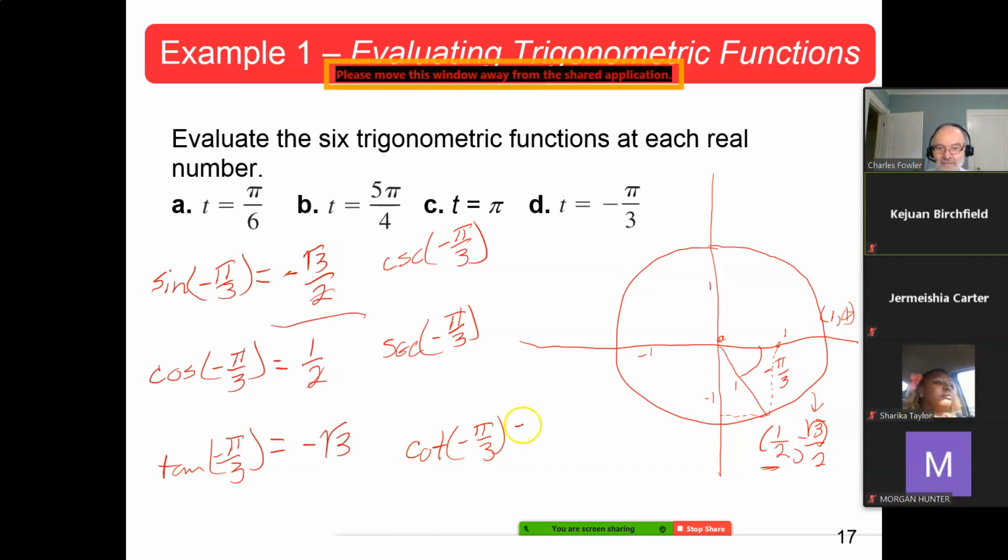Now, remember what cotangent is? Yes, x over y. So it's the reciprocal of tangent. It would be negative 1 over root 3, which a lot of times I'll write that way, because the 2's cancel out. But if you want to rationalize that denominator, it's negative root 3 over 3.